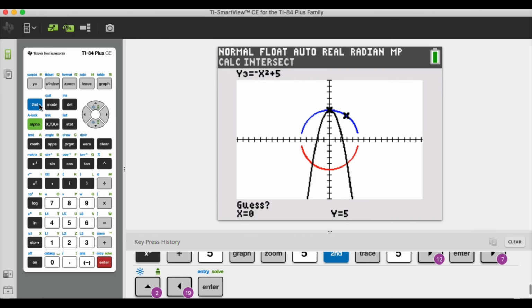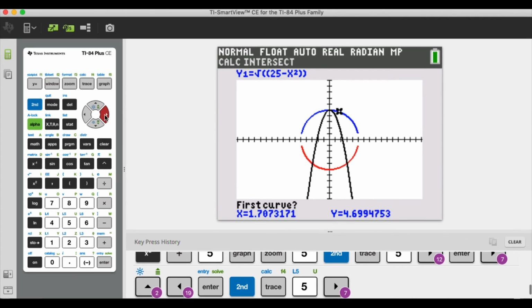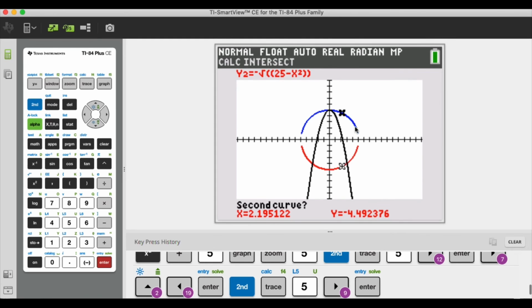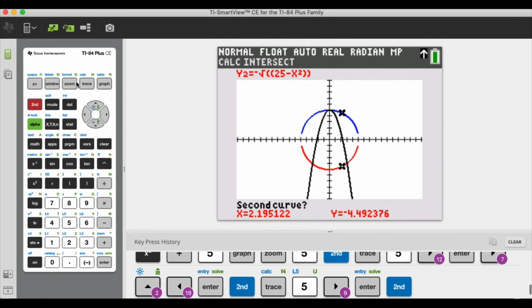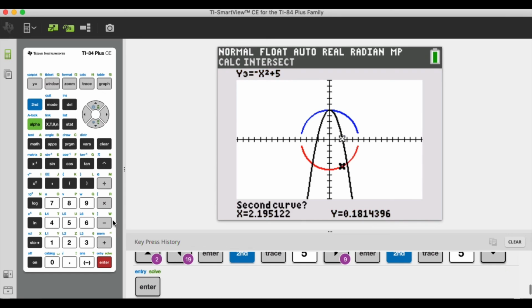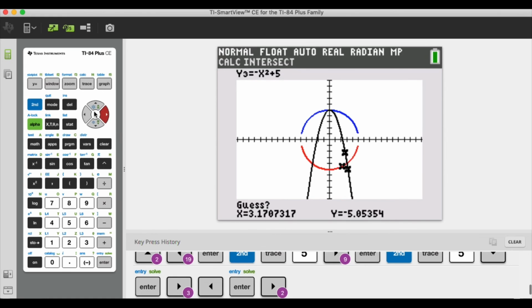Now I'm going to do the same process. I took care of my top intersection point. Actually, let me redo that because I already took care of the first one. I'm going to jump to the second function, the bottom half of the circle. So I'm on the bottom half of the circle. I hit enter. I'm on the parabola. So I hit enter. I have to guess for the point of intersection. Right about there. I get 3, negative 4.